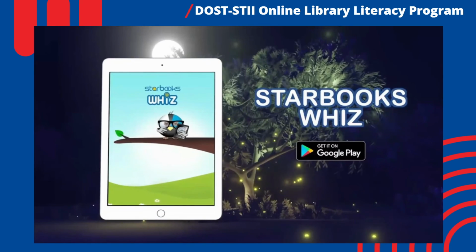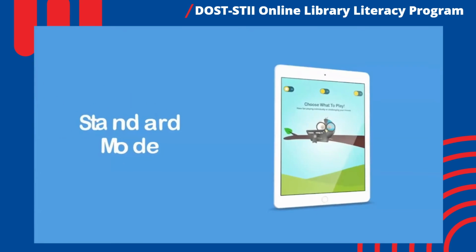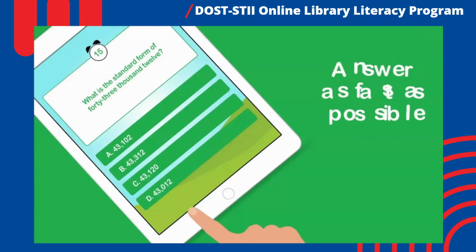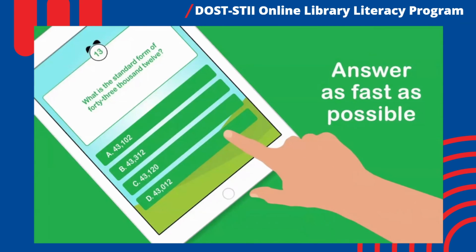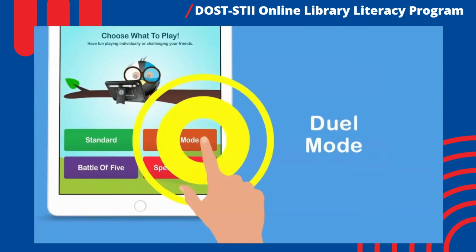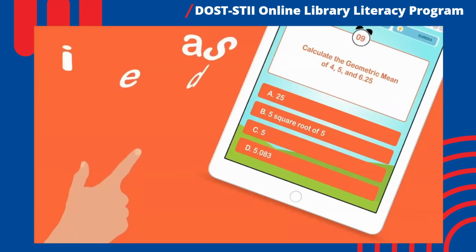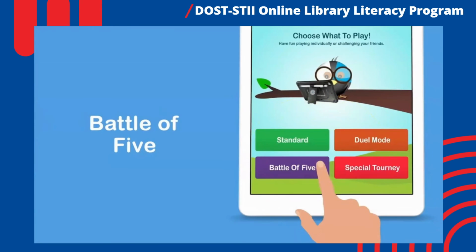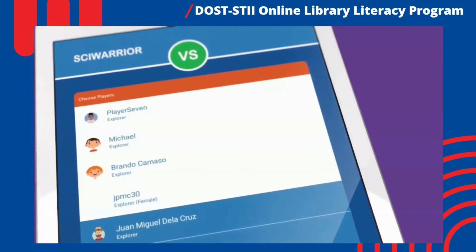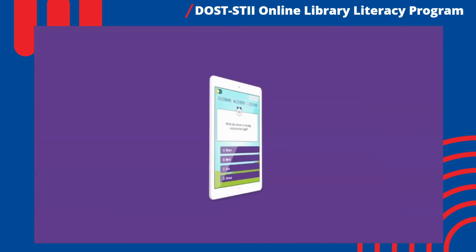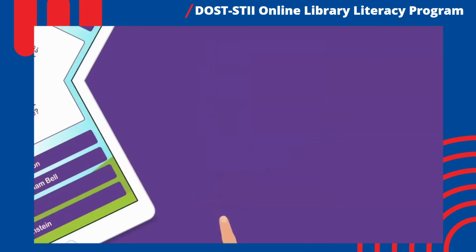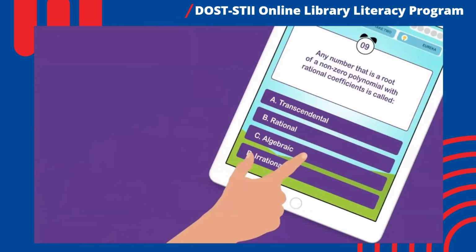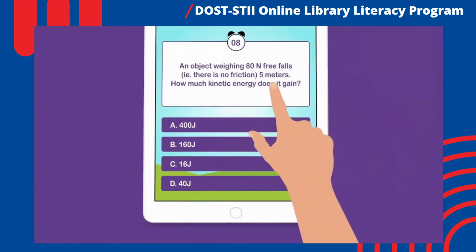Starbooks Wiz. In standard mode, you'll earn tokens by tapping the correct answer. Tap in as fast as you can to earn more tokens. Challenge your friends in duel mode. Or try out Battle of 5. 5 players enter, but only 1 can win. Outlast your friends in this intense online battle of wits. And earn stars, climb the ranks, and collect badges along the way.